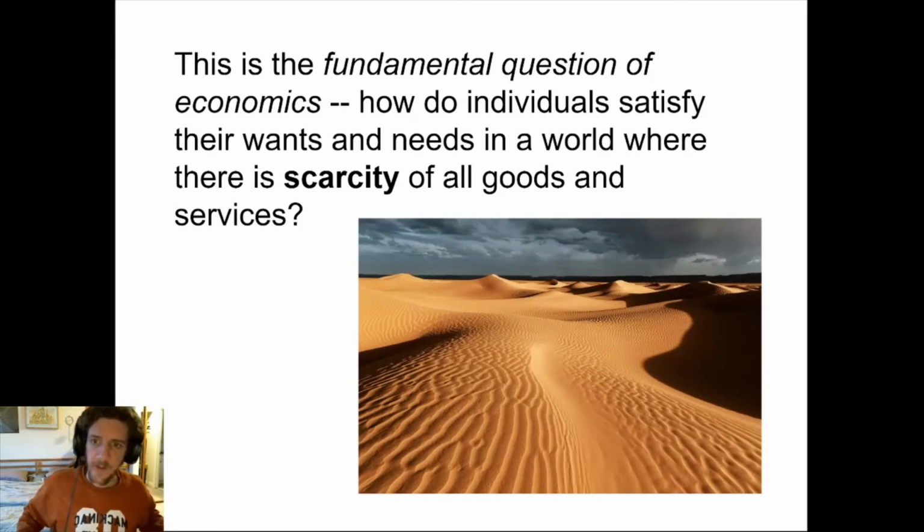So how do individuals, or societies, I should say, satisfy their wants and needs in a world where there is scarcity of all goods and resources? All right. Do you put the blame on the individual level? Do you think that people need to make smarter decisions to do better in a world of scarcity? Or do we put the blame on the societal level? Do we think that our macroeconomic institutions, like our governments and like our global community, need to have a smarter approach to eliminating scarcity and its side effects like poverty, homelessness, and lack of health care, right?